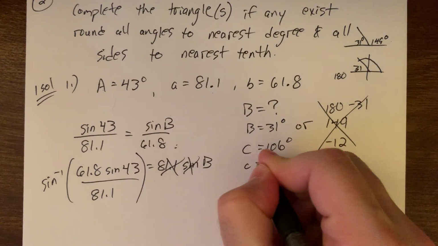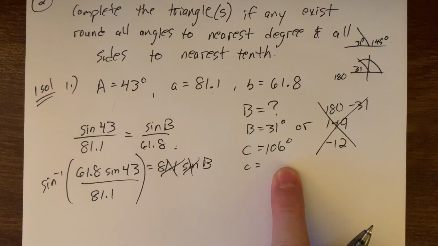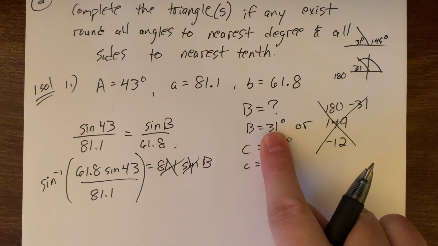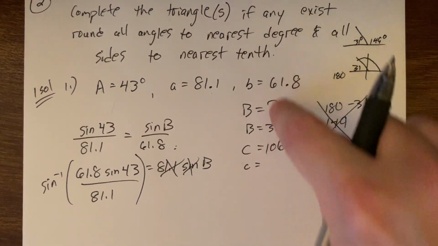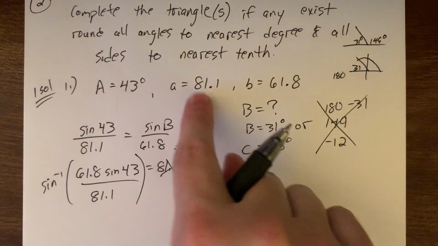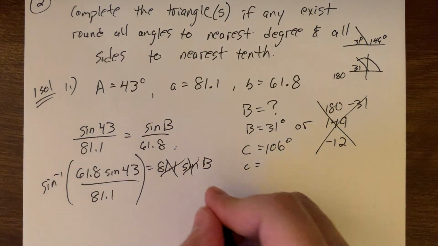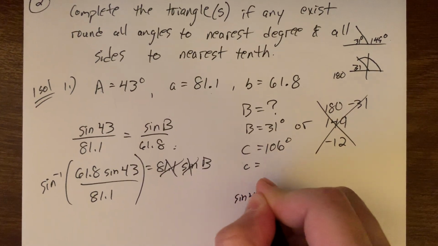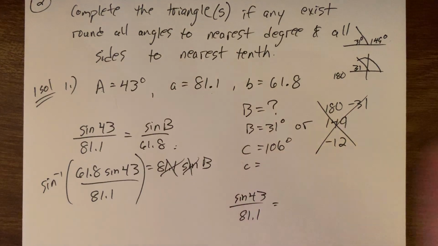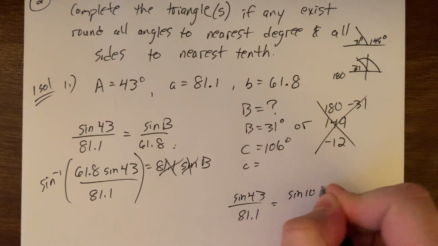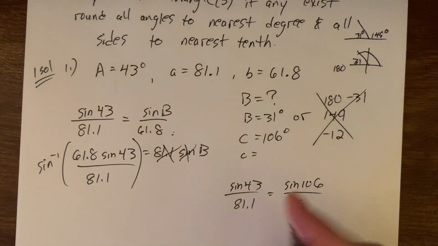Let's find side C. And I'll still go back to my original, right? Now I've got angle B, so I could use angle B and side B as one side of my law of sines. But again, always better habit to go back to the original. So I'll still kind of use this setup. I'll have sine of 43 over 81.1. But now I do have angle C, sine of 106 over little c.